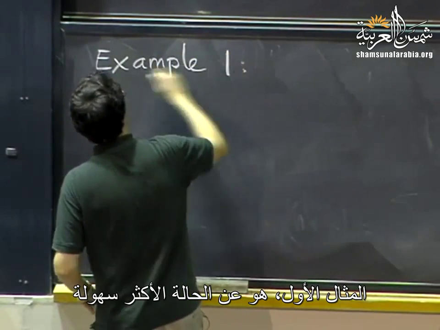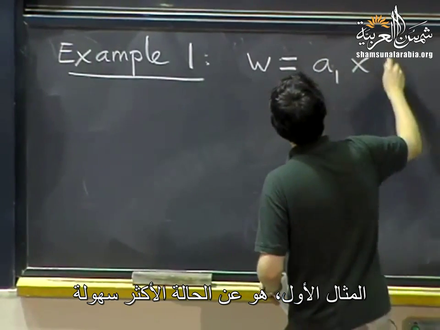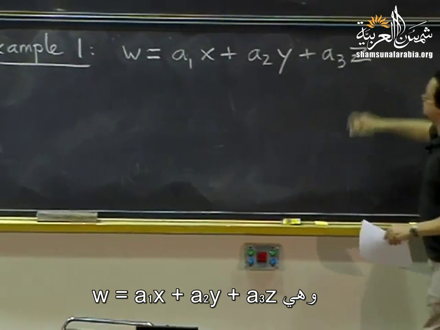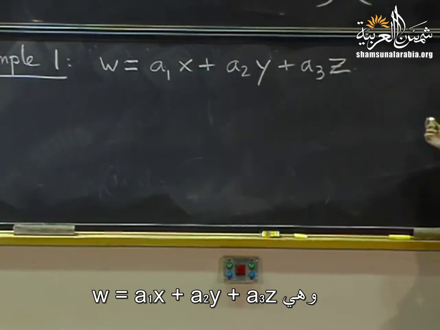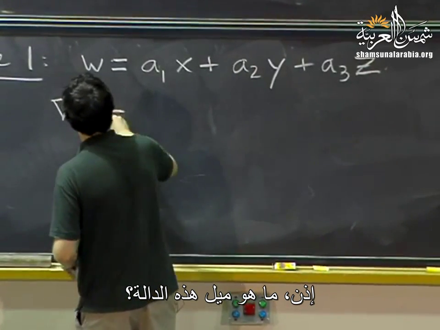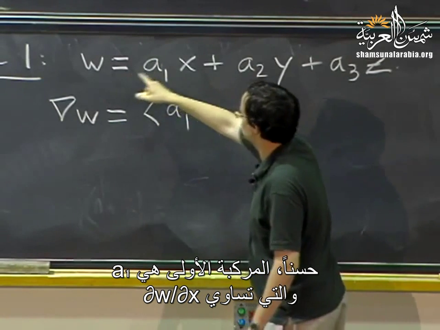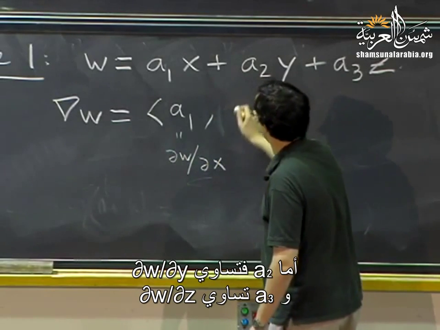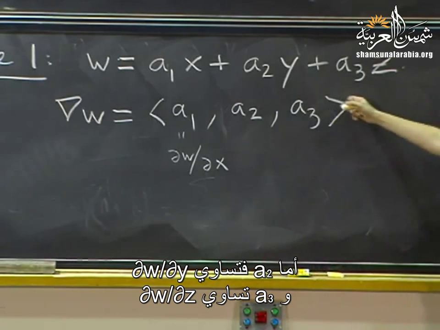So let's do a first example. What's the easiest case? Let's take a linear function of x, y, and z. So I will take w equals a1 times x plus a2 times y plus a3 times z. So what's the gradient of this function? The first component will be a1, that's partial w partial x. Then a2, that's partial w partial y, and a3, partial w partial z.